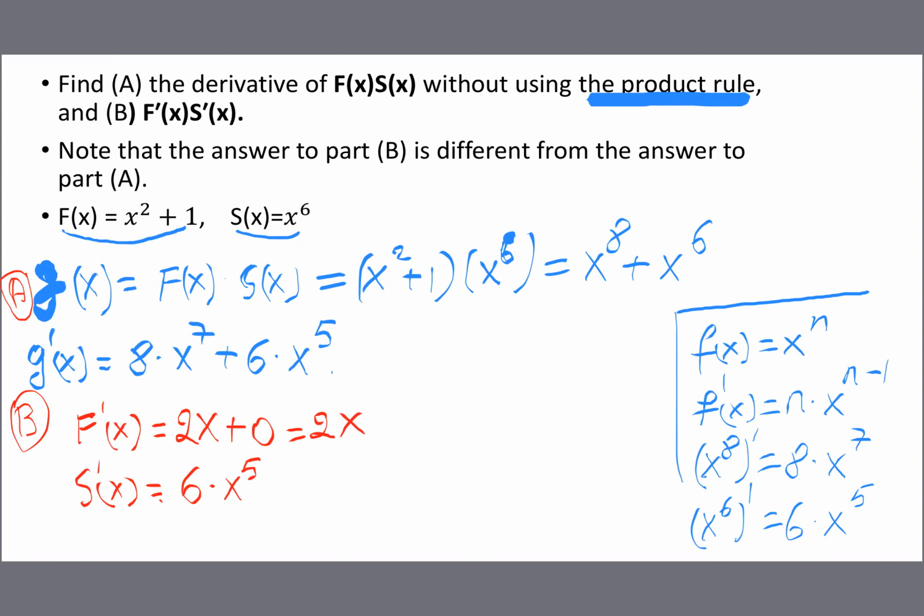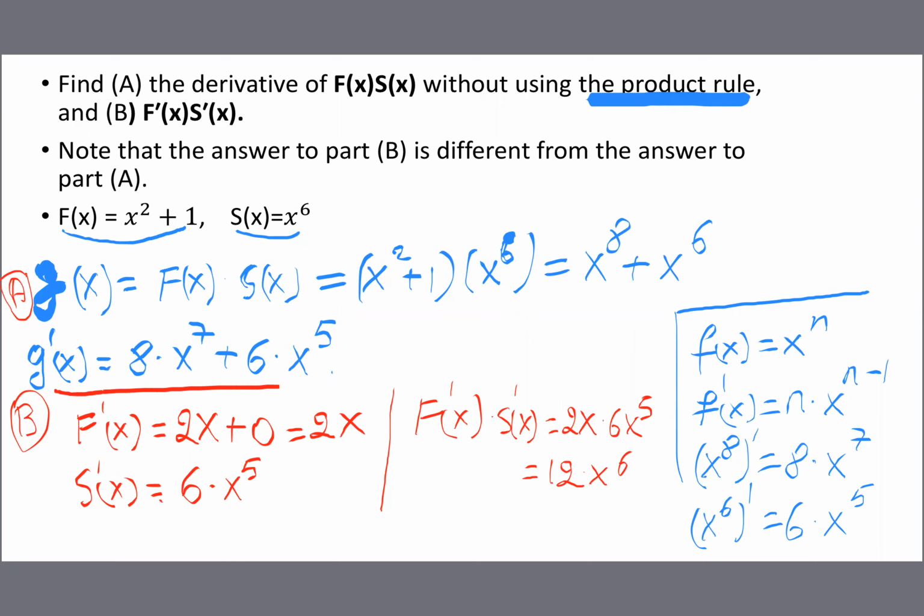F prime of x times s prime of x is actually 2x times 6 times x to the 5th, which is 12x to the 6. So notice that the derivative of a product is not the product of derivatives. This is just an example that shows you that they are different.